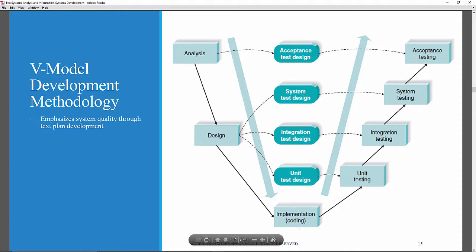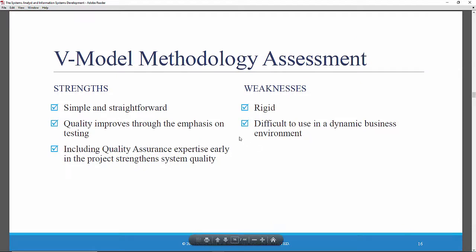And then at the base of the V, the code is written. Here you implement the system with coding. And then you go up the upward sloping right-hand side of the V where you do even more testing. You do unit testing, integration testing, system testing, and acceptance testing. So you can see that the process of going through the phases, analysis, design, implementation, is largely the same, but you do various types of testing throughout the process. This results in better quality because of the testing.